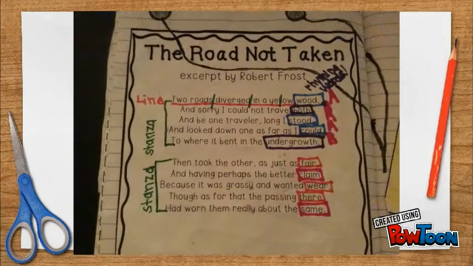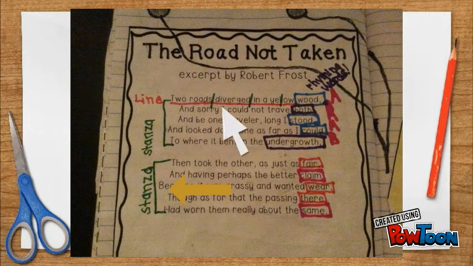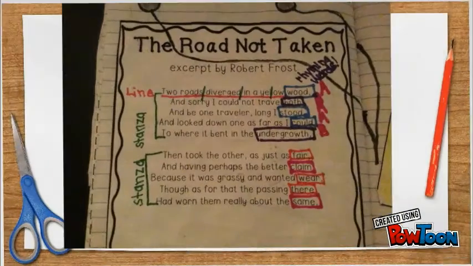Okay, in The Road Not Taken, your first part here, you have the line. It's just one line. Then when you have a group of lines, these are called stanzas.